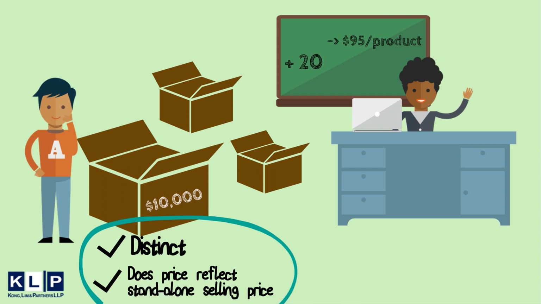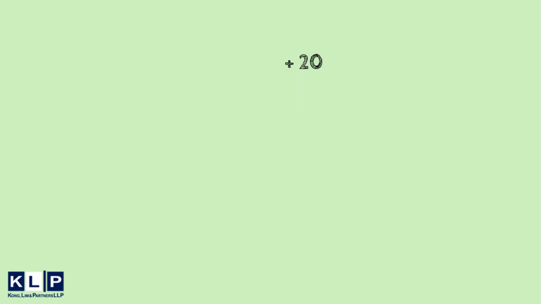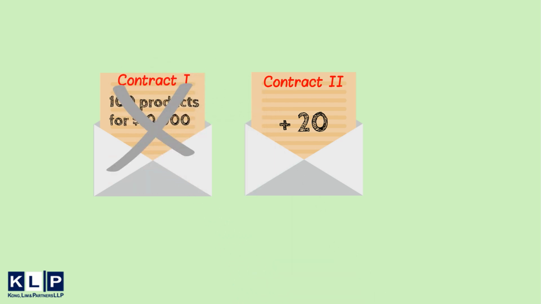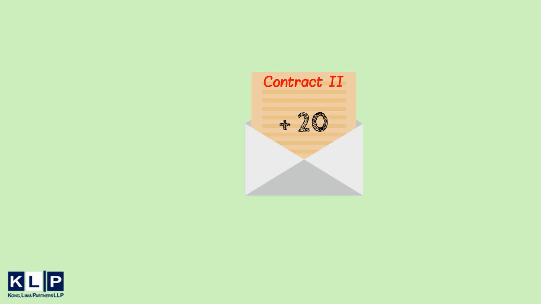The contract modification for the additional 20 products is, in effect, a new and separate contract for future products and does not affect the accounting for the existing contract. However, had the price for the additional products not reflected the standalone selling price, the old contract is deemed cancelled and a new contract is formed for the remaining new performance obligations.